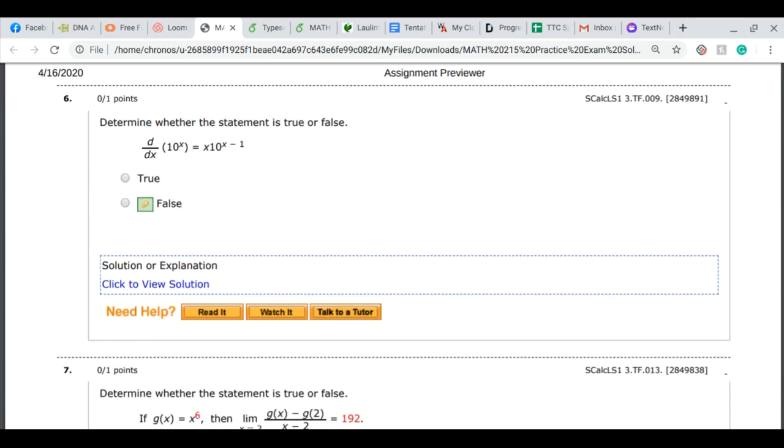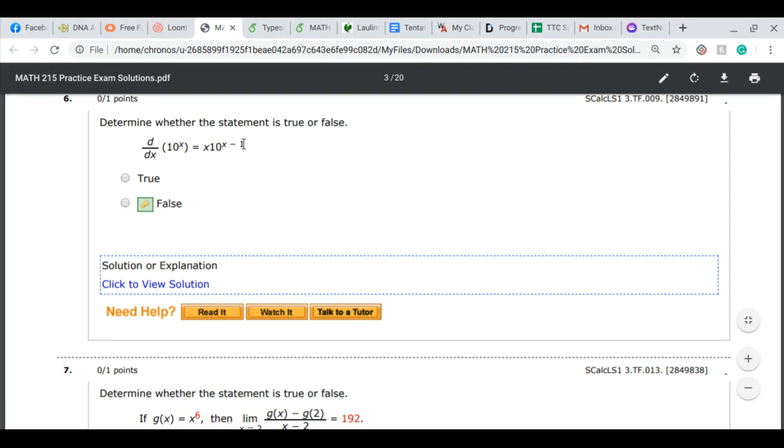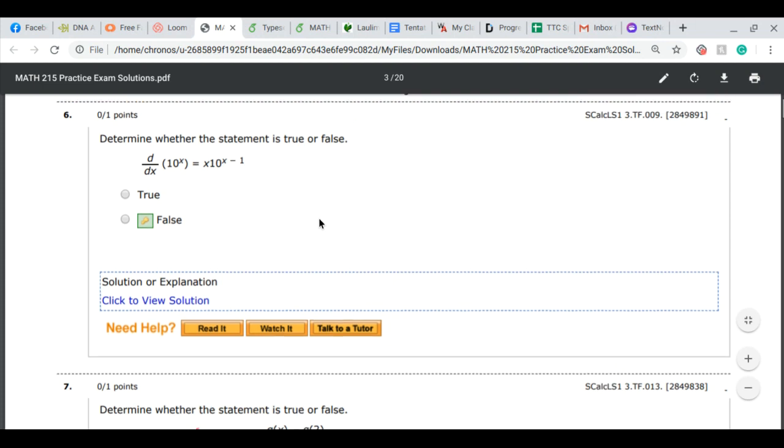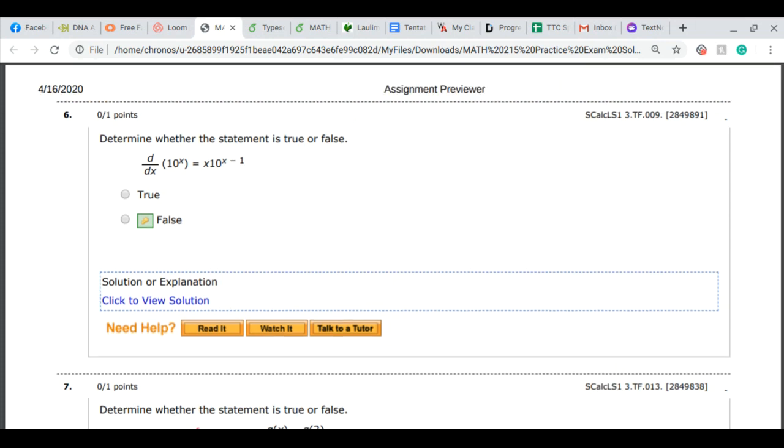This asks whether the derivative of 10 to the x is x times 10 to the x minus 1. This is not true. Why is it not true? Well, 10 to the x is an exponential function, not a power function, so we can't differentiate it the same way we would differentiate a power function. The x doesn't come down, we don't subtract 1 from x. The derivative of this actually is ln of 10 times 10 to the x. Don't worry about that too much, but you do need to know that the derivative of e to the x is e to the x.